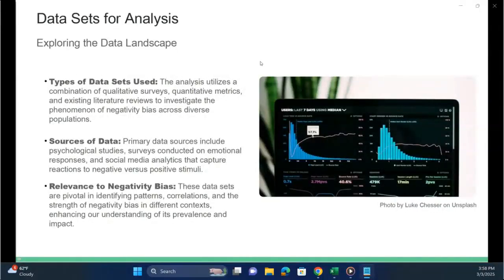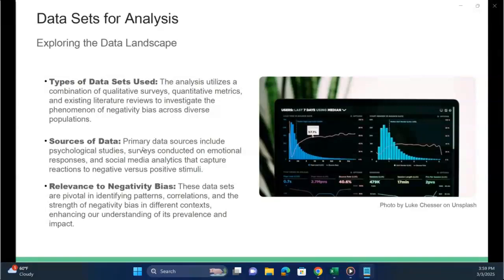Some data sets that we will be using for analysis: we will utilize a combination of qualitative surveys, quantitative metrics, and also existing literature reviews to investigate the phenomenon of negativity bias across diverse populations. These surveys and metrics, we plan on either finding them in small samples ourselves, or if that is not possible, finding surveys that have already been done.